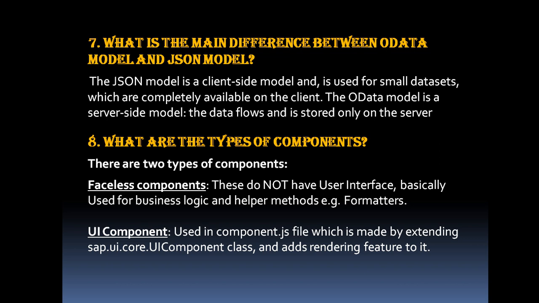But when you're talking of JSON model, then you have your JSON model acting as a client-side model, and this is used when your data is very small. And the other question is, what are the types of components used? Now you have two types of components, one being the faceless and the other being the UI.